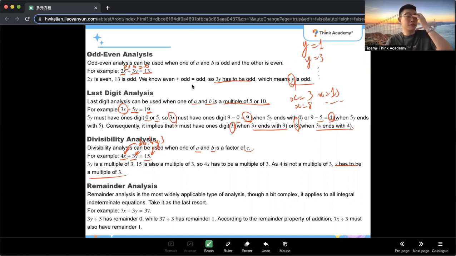And finally, we have the remainder analysis. Usually we won't want to use this type of analysis because it is kind of tedious. But when we have no choice and we don't want to do the listing method, which is trial and error one by one, I can use this method. All right.